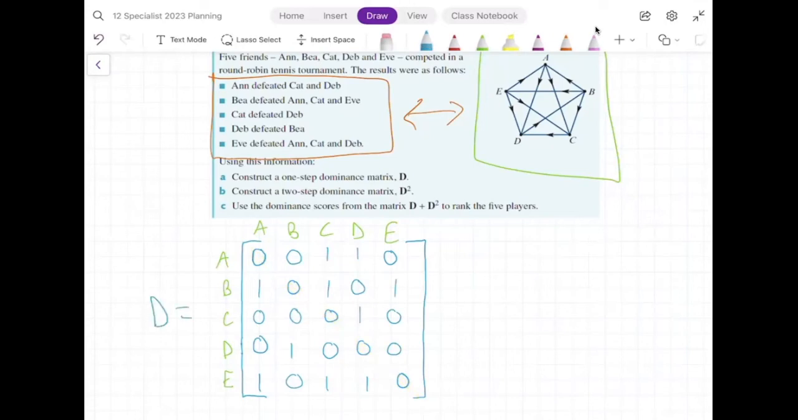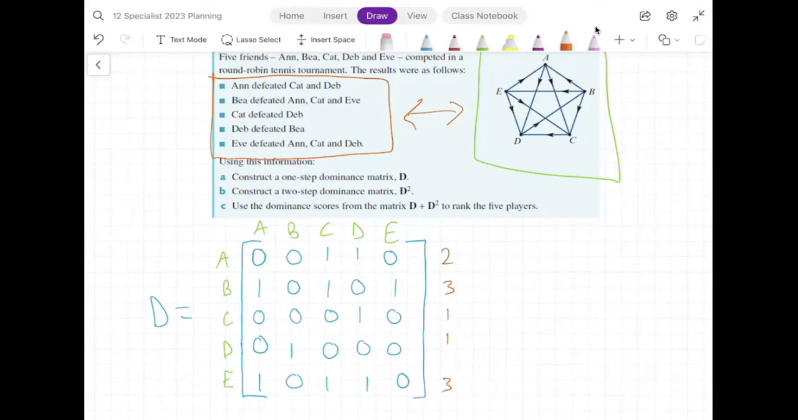So I've constructed my one-step matrix based on my information. Now, something that's good to know, I can rank them based off my one-step matrix. So I can just basically count up my points. If I go across column 1, I've got 2 points. Column 3, I've got 3 points. Column C, I've got 1. D, I've got 1. And E, I've got 3.